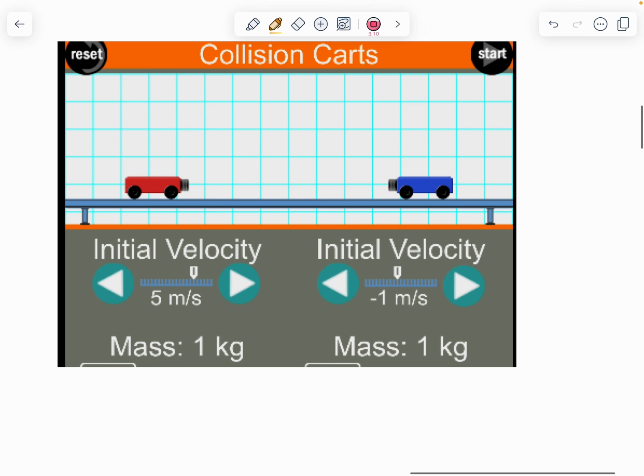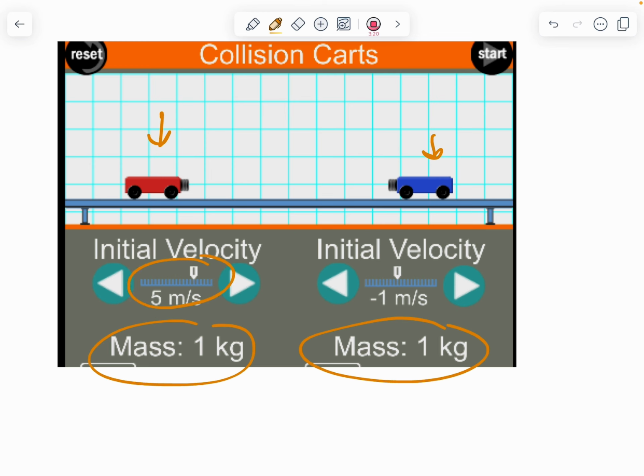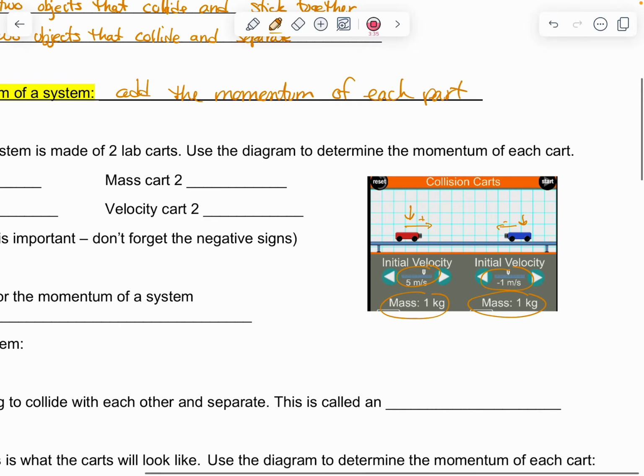So here are our carts again, and we're starting with cart 1, which is the red one, and cart 2, which is the blue one. And again, we have a mass for each cart. We have a velocity for each cart. I do want to point out to you, this time we have a negative velocity, right? So we know that the red cart is going to travel in the positive direction and the blue cart is going to travel in the negative direction. So those negatives are really important.